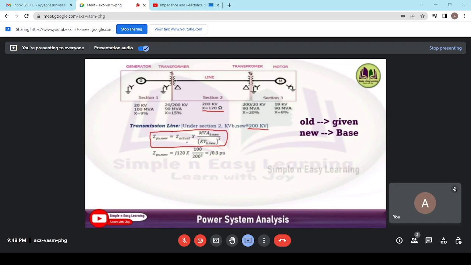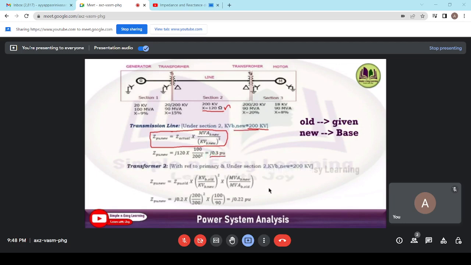Z per unit new equals Z actual into MVAb new, that is the base value, divided by kVb new, the whole square. The actual value is given here in ohms: 120 into 100, that is the base MVA, which is common throughout the problem, divided by the base kV 200 whole square. That gives you 0.3 per unit.